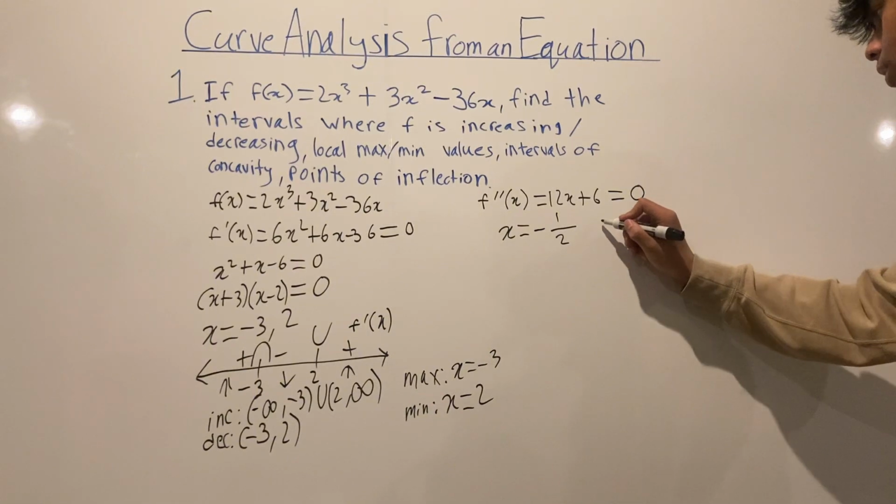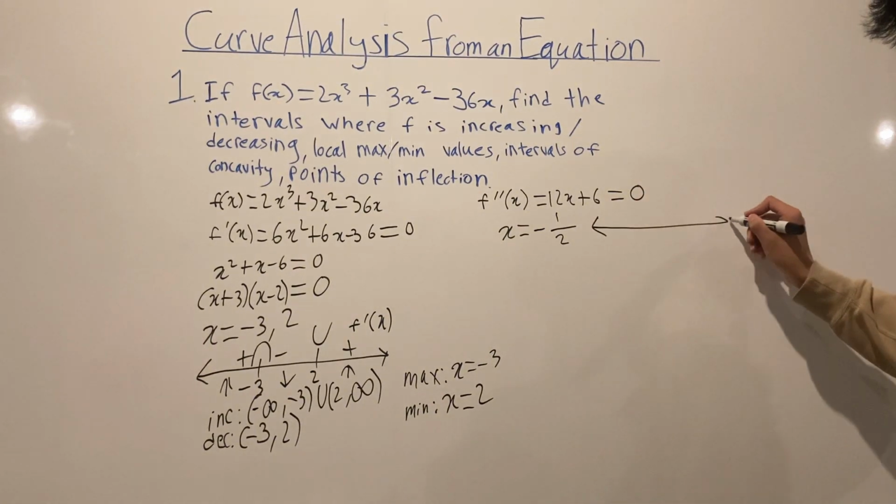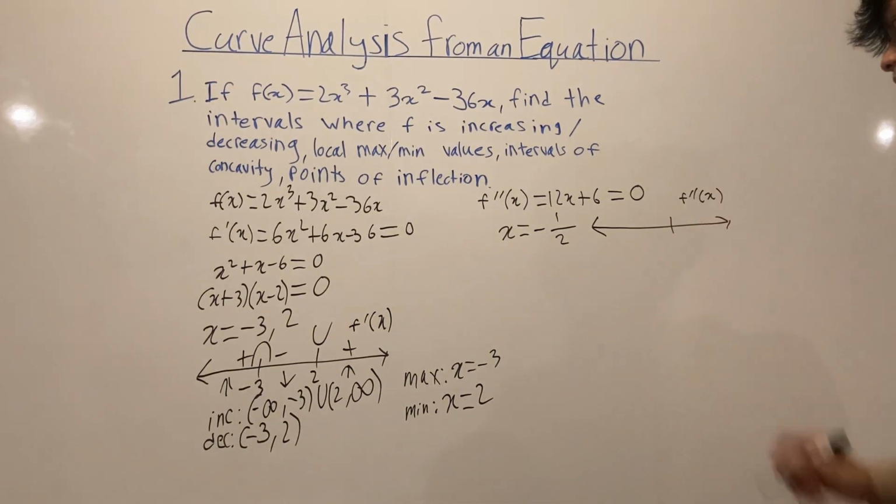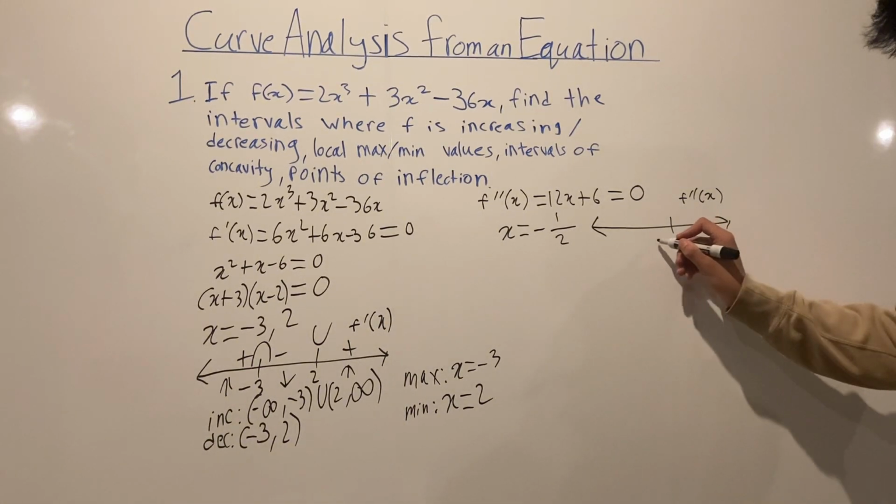And now if we make a sign diagram of the second derivative, we will have this be negative 1 over 2.